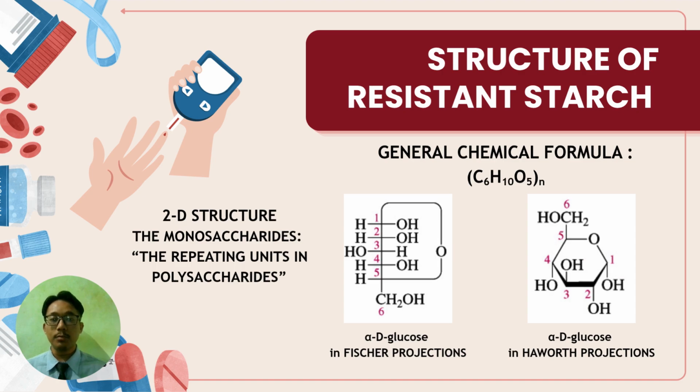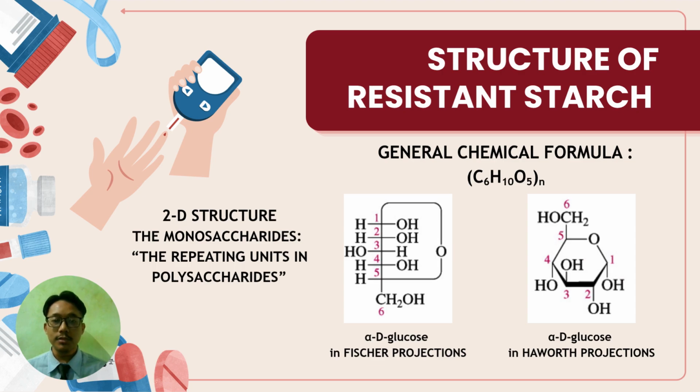Resistant starch, or amylose, is a polysaccharide with a general chemical formula of (C6H10O5)n, where n indicates that amylose has a repeating unit. Fischer projection is only applicable when drawing monosaccharides, and the repeating unit of amylose is glucose.